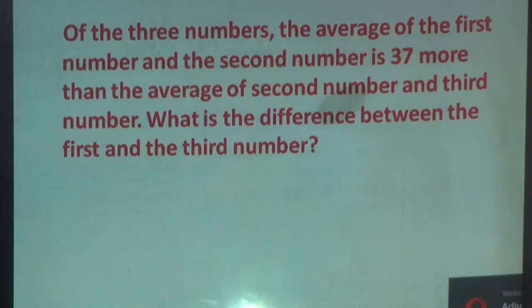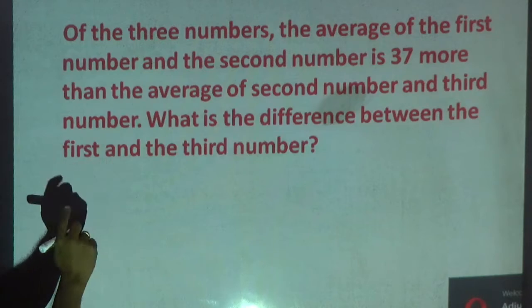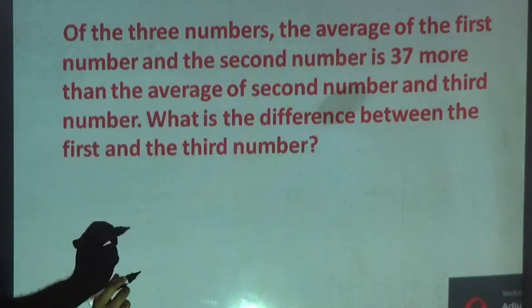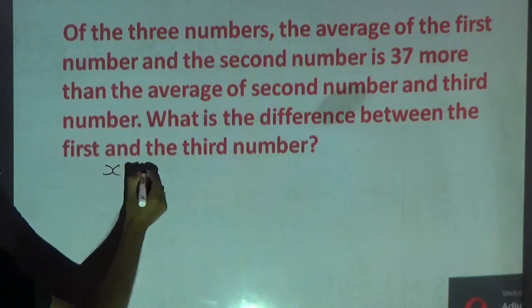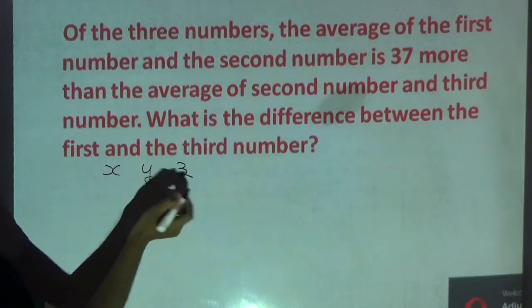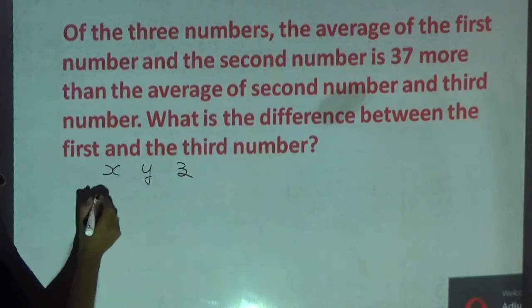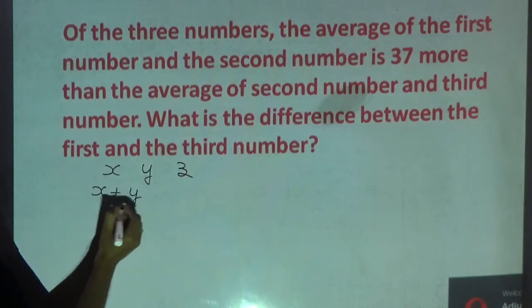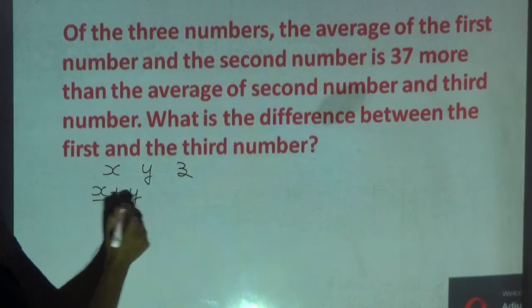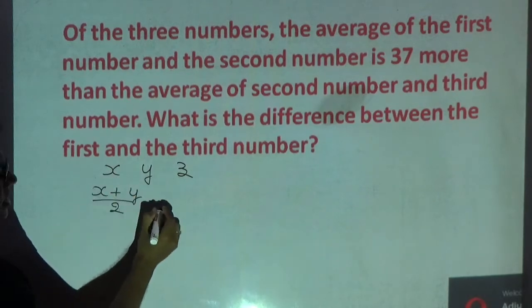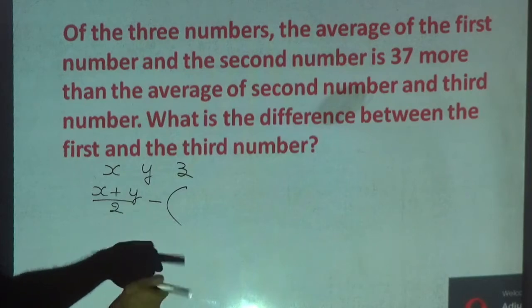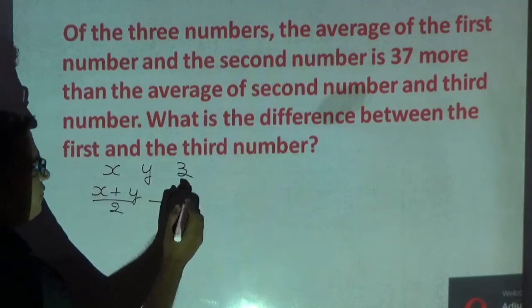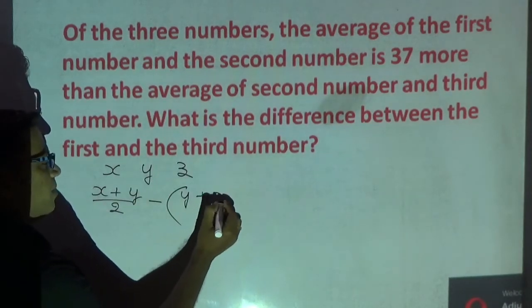Of the 3 numbers, the average of the first number and the second number is 37 more than the average of the second number and the third number. Please observe here, I will take the 3 numbers as x, y and z. The average of the first 2 numbers is (x + y)/2, which is 37 more compared to the average of the second 2, that is (y + z)/2.